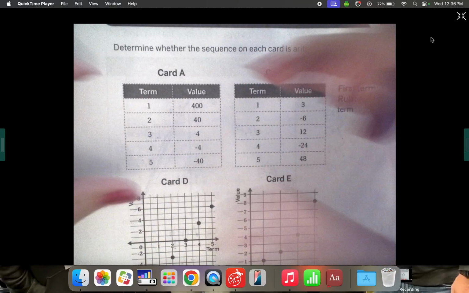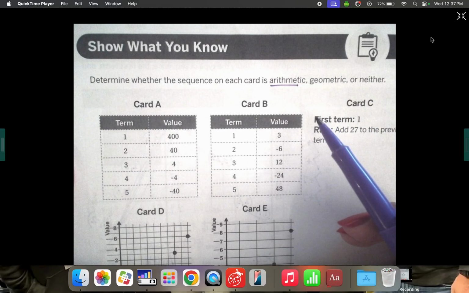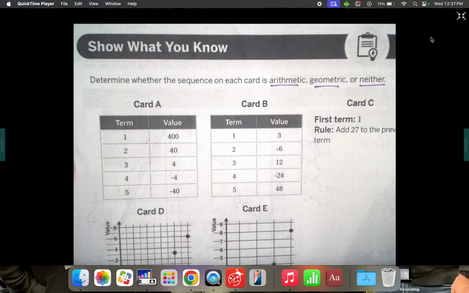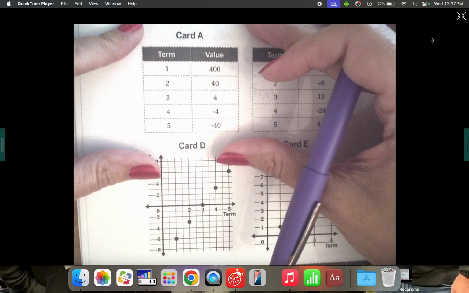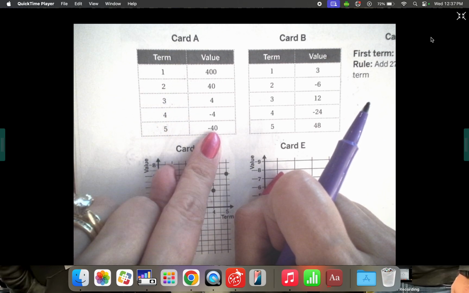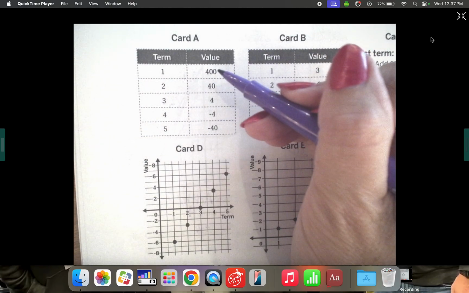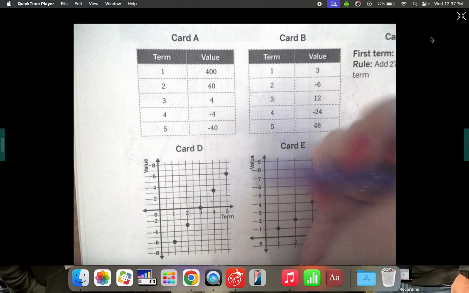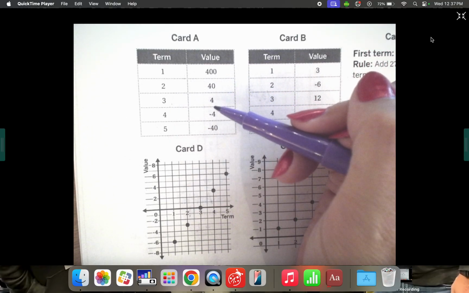So determine which sequence on each card is arithmetic. Determine whether each card is arithmetic, geometric, or neither. So card A just has a table. So you just need to look at it. First term's 400, then 40, then 4, then negative 4, then negative 40. I'm going to go ahead and tell you right now that's dividing by 10 every time. So, wait, is it dividing by 10?